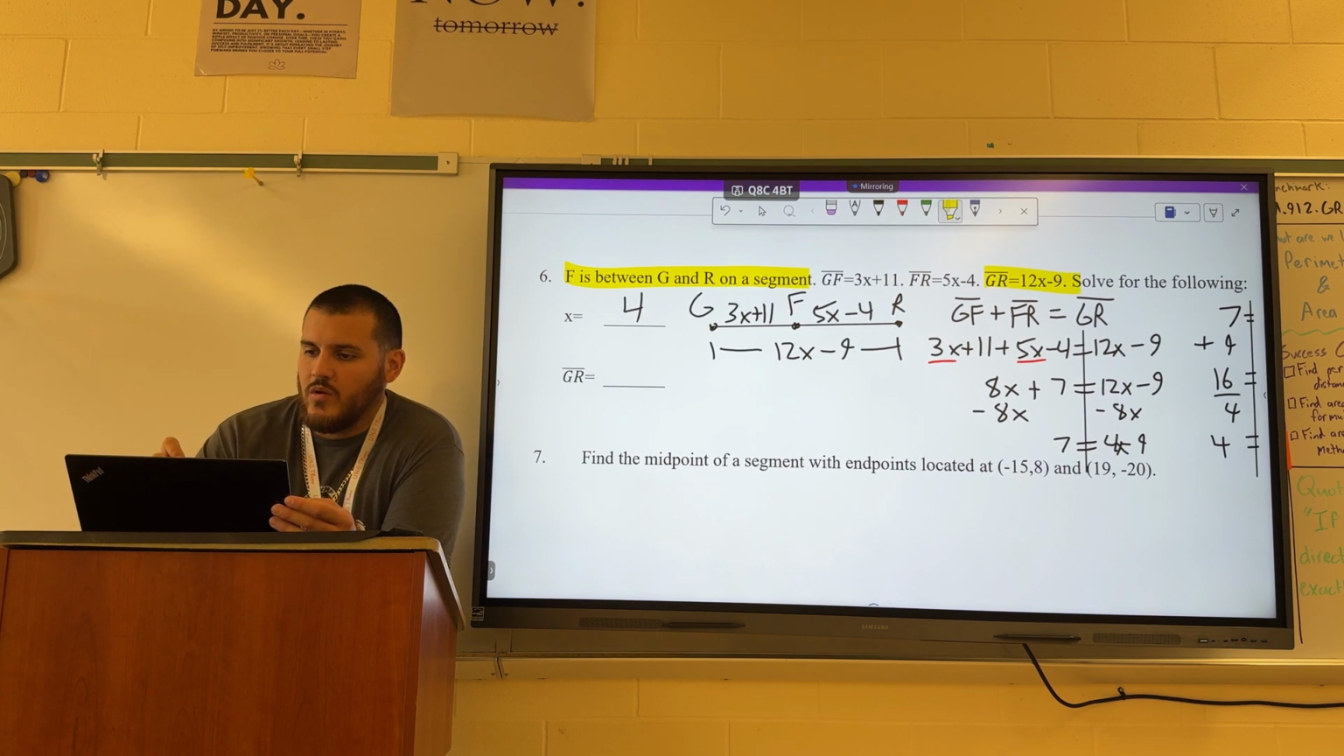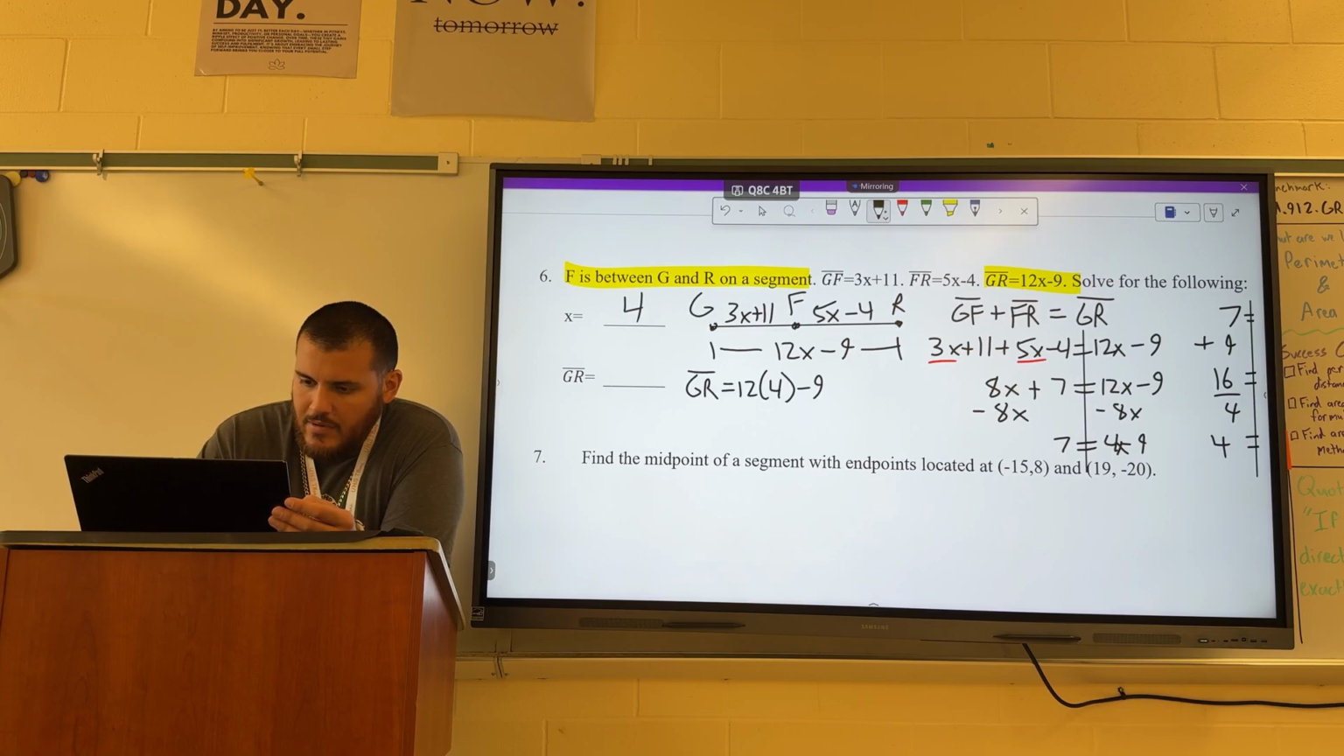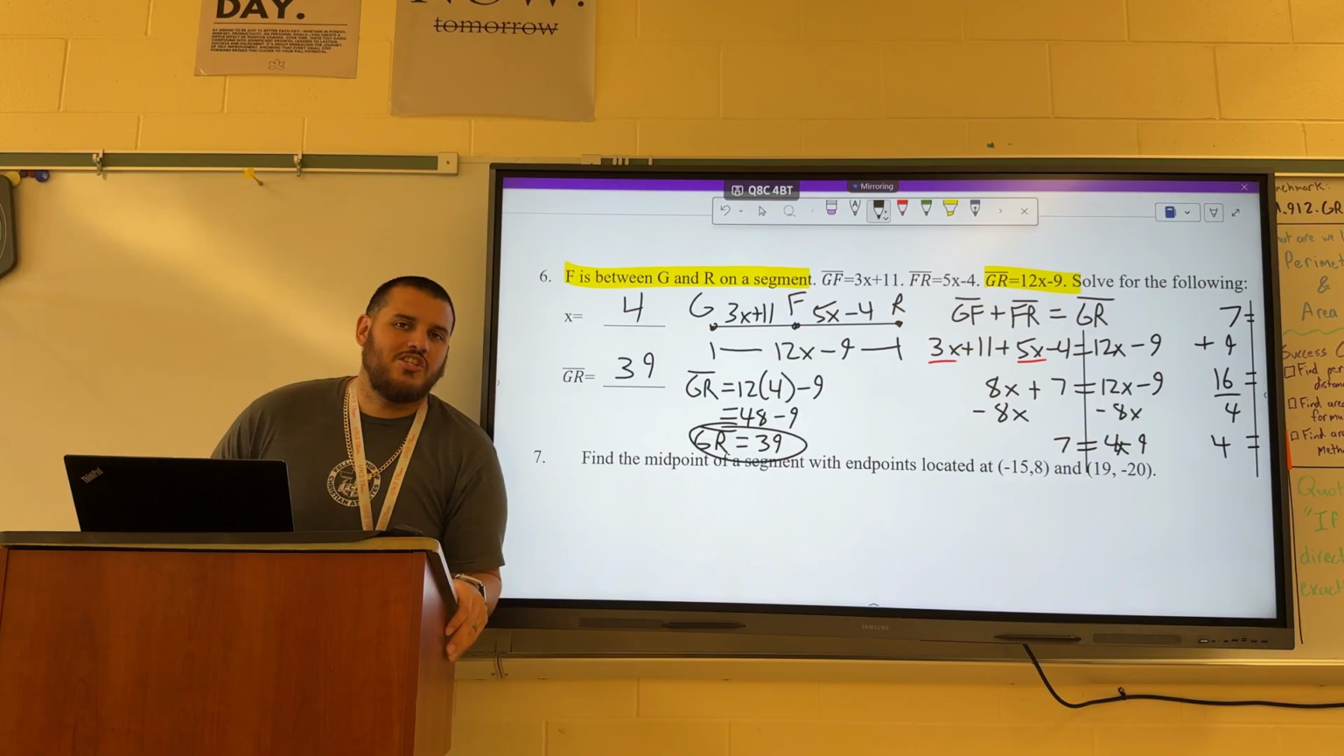From there, it's asking me to solve for segment GR. So GR is 12x minus 9, so I just need to plug my 4 into that. So 12 times x, which we just solved for, was 4, minus 9. 12 times 4 is 48. 48 minus 9 will give us 39 units for segment GR.